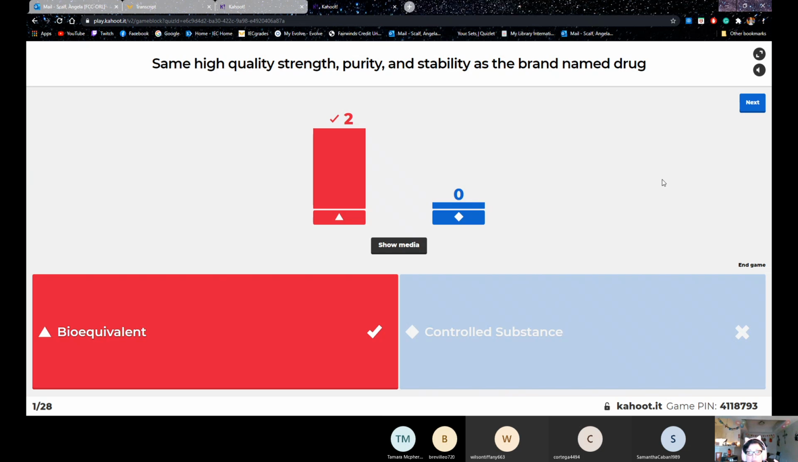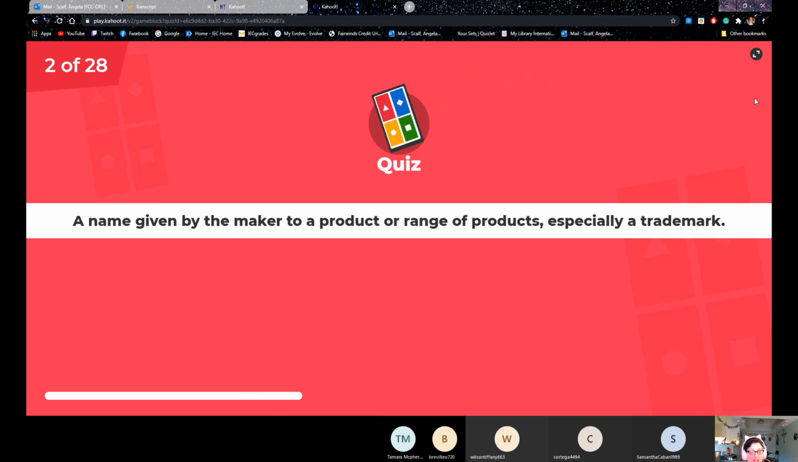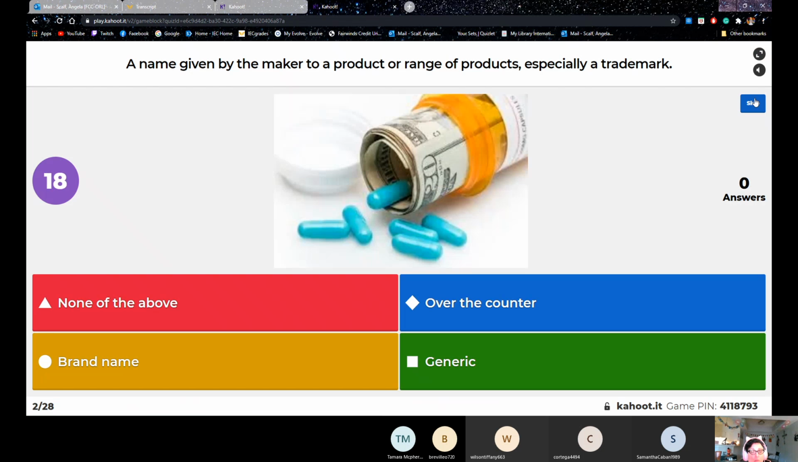That means that it is going to be the same medication and that only one thing has to be changed with it. What did I say an example of that would be? That they could change to make it just slightly different. Anybody remember? Adding another element to the medication. Give me an example. Like what? Sugar, food color, something that's not going to change the drug but make it different from the brand name. Right. Brand name: a name given by the maker of a product or range of products, especially a trademark.